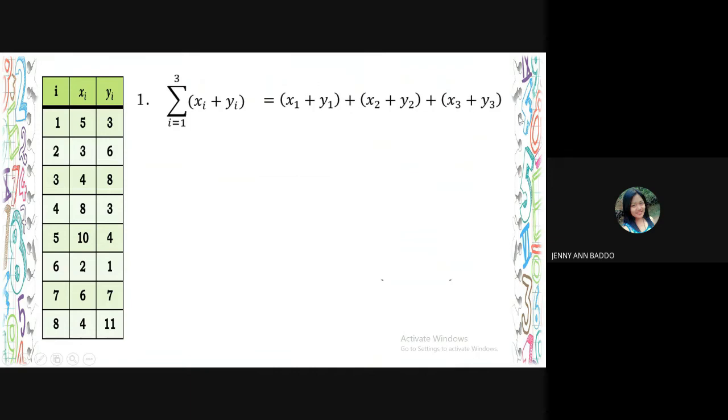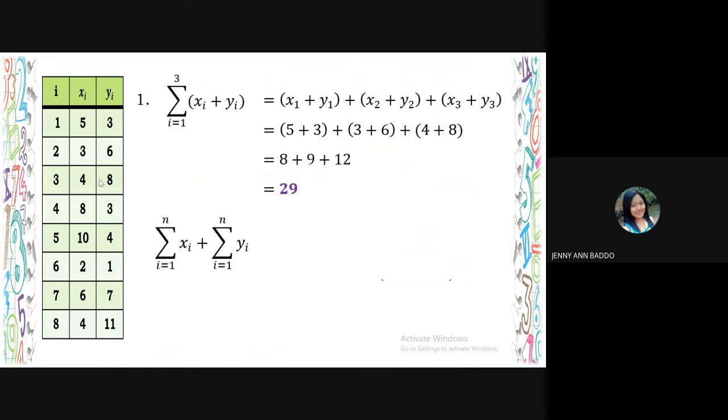Now if we substitute, we have x sub 1, y sub 1, we have 5 and 3, then 3 plus 6, then 4 plus 8. So we have 8 plus 9 plus 12, and that is 29. Another example, another solution. We have here the separated summation for each variable.